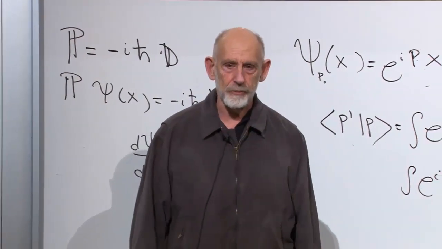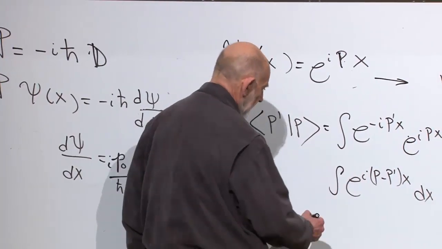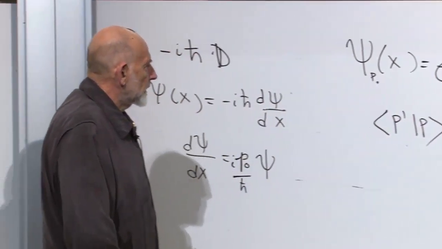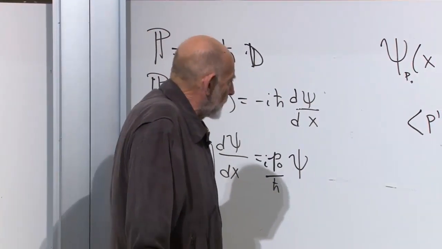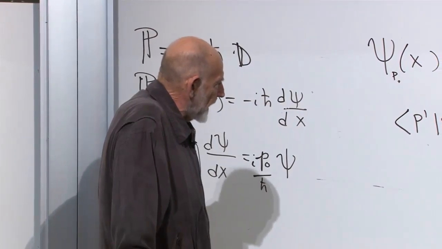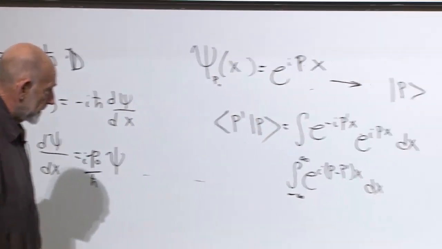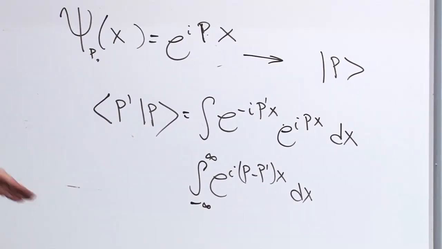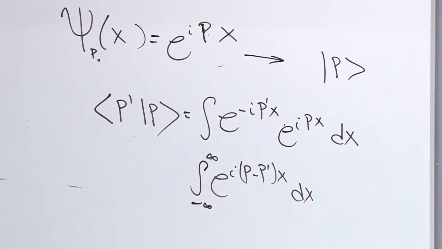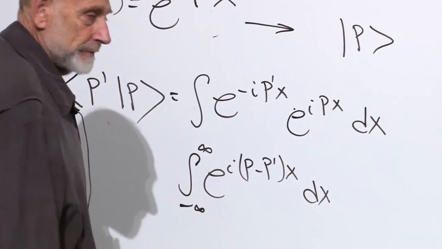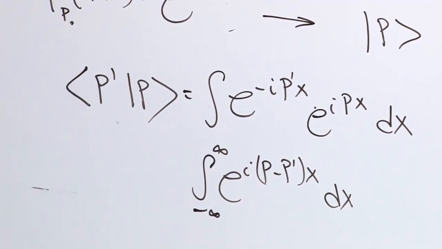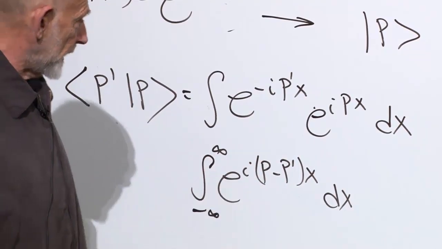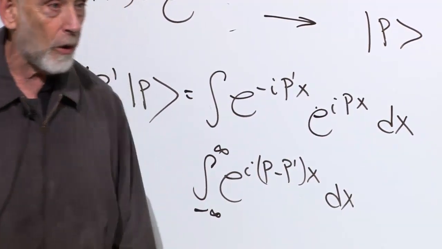What about if p is equal to p prime? This is the integral from minus infinity to infinity. Without looking at the other blackboard, what can we say about this for p equal to p prime? It's going to be infinite, right? The integral of 1 integrated over all space is infinite. So in fact, it's smelling like it is the delta function, infinite when p is equal to p prime, and 0 otherwise. It's a good thing. But we don't know what the actual numerical coefficient is.